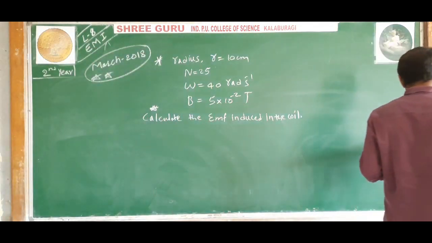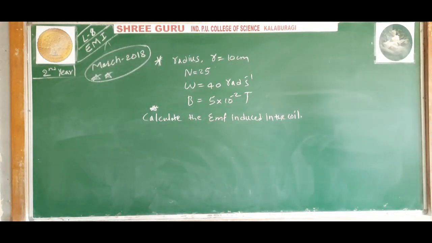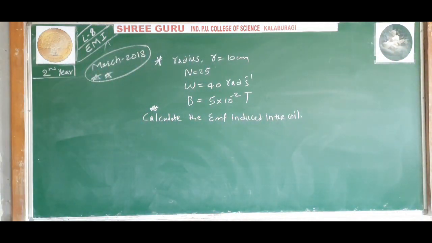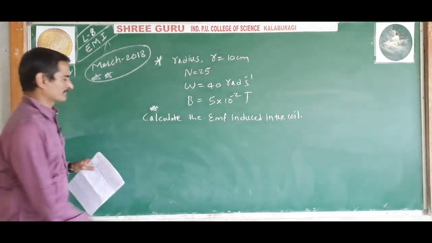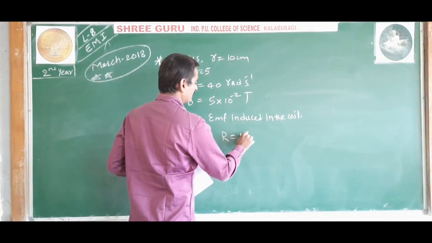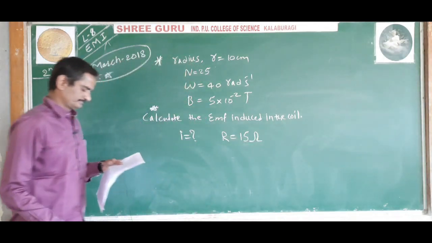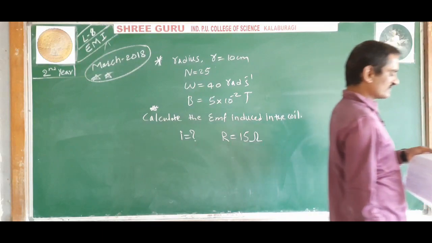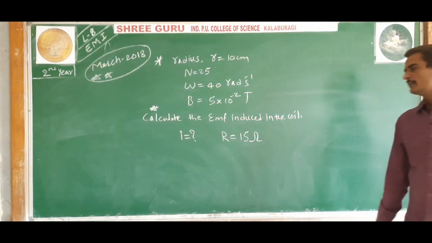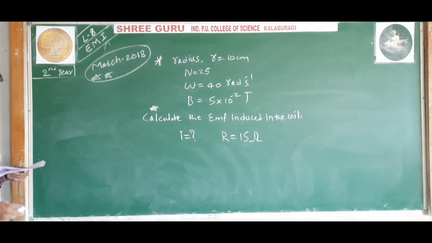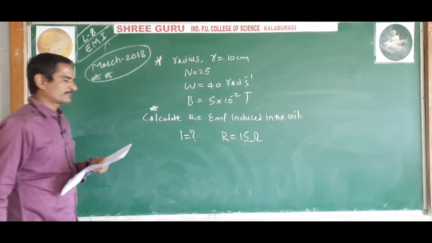Also find the current in the coil if the resistance of the coil is 15 ohm.